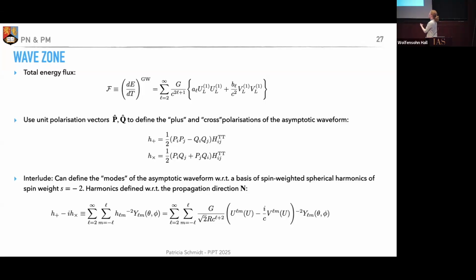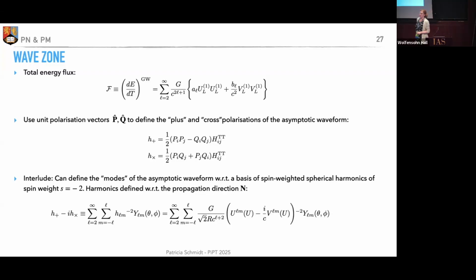We've already heard before that we can define polarization basis, different conventions in the literature. Here we call them P and Q, and that allows us to take our asymptotic waveform and project out the 2 residual degrees of freedom, which are the 2 polarizations, h plus and h cross. And this is quite interesting because we can now also define the asymptotic waveform in terms of modes. And modes are going to be really important for gravitational wave data analysis. We don't do a lot with polarizations.